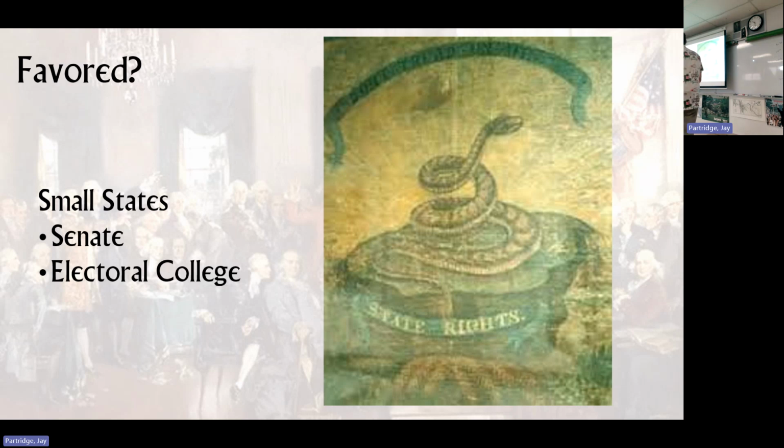So, back to this. This is a clear advantage for small states. Small states have a disproportionate voice. I know it doesn't seem like it. In 2020, California had 55 electoral votes and Montana had 3. But don't forget, nobody lives here. Wyoming has a little bit over half the population of Montana, and they too have 3 electoral votes. We have 2 Dakotas.